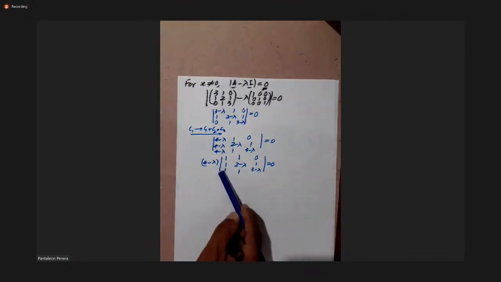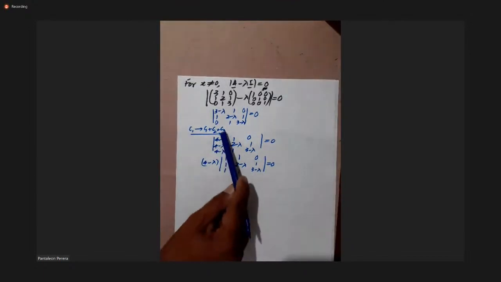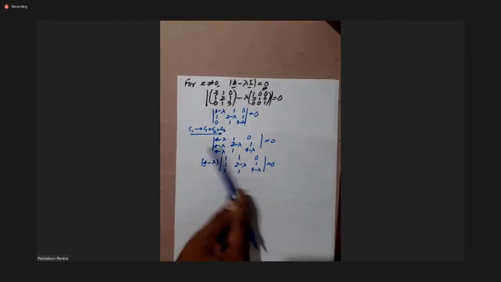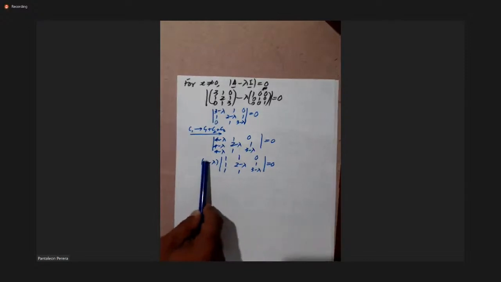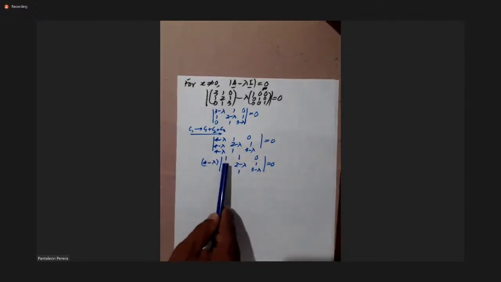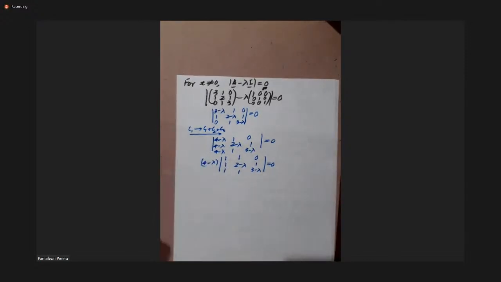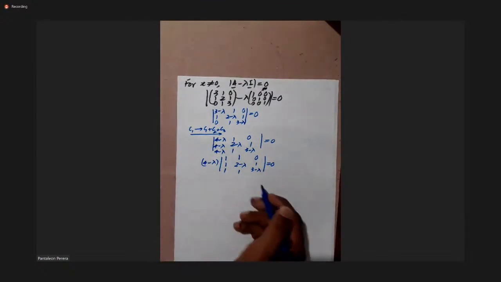But you cannot divide the row. If you divide a row or column, then the value of the determinant will go down. That's why I put that factor out. If I divide this, I have to multiply it back to keep it equal.